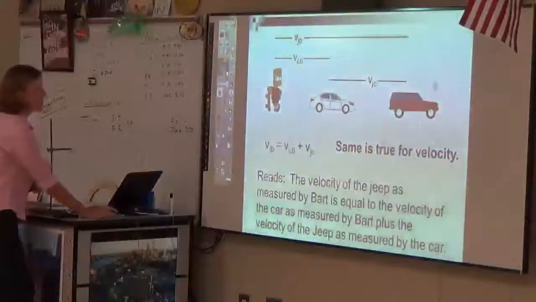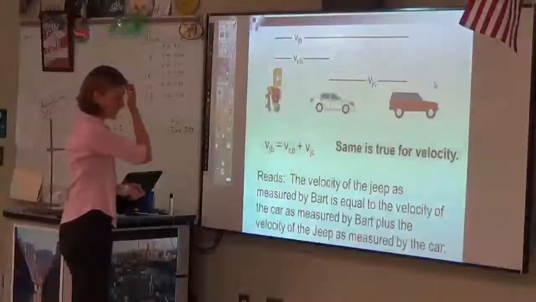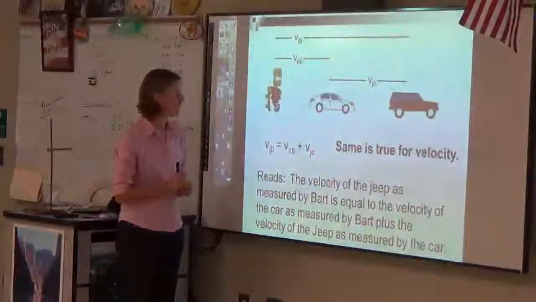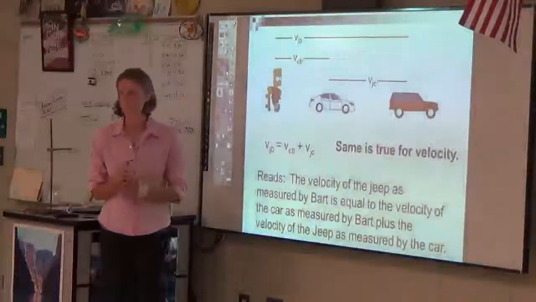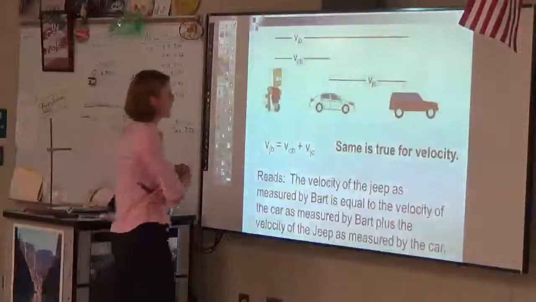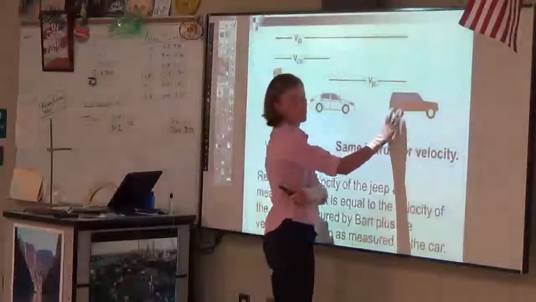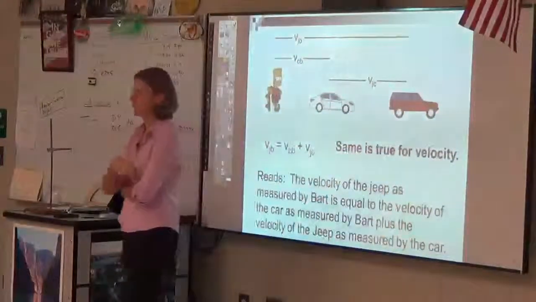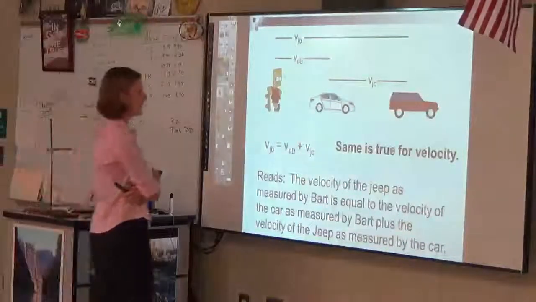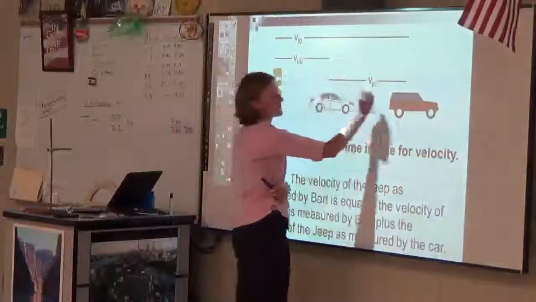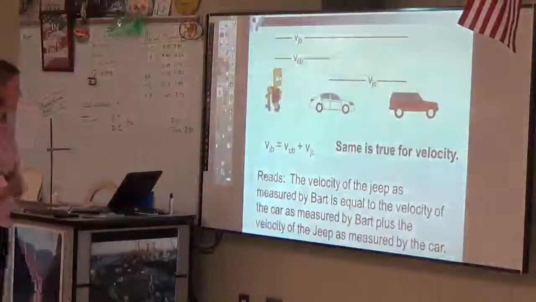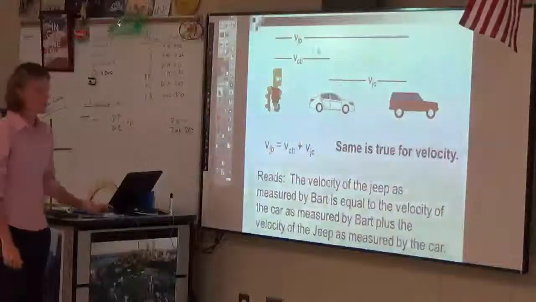Okay, now the same is true for velocity. So maybe Bart wants to know how fast the Jeep is going, but again, Bart can't see the Jeep. Jeep's far away. For whatever reason, he can't figure that out. But he does know how fast this car is going, and this car does know how fast this Jeep is going. Then we could figure out the speed relative to Bart. Same formula, just a v instead.